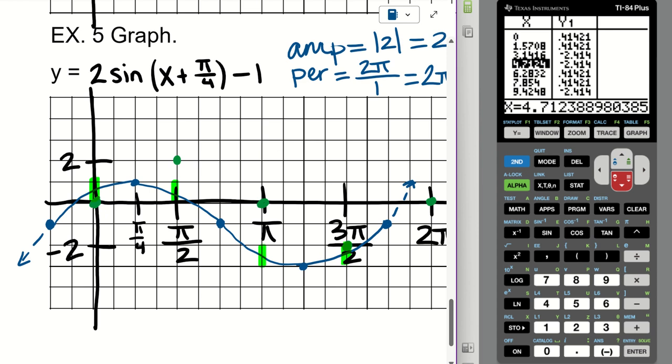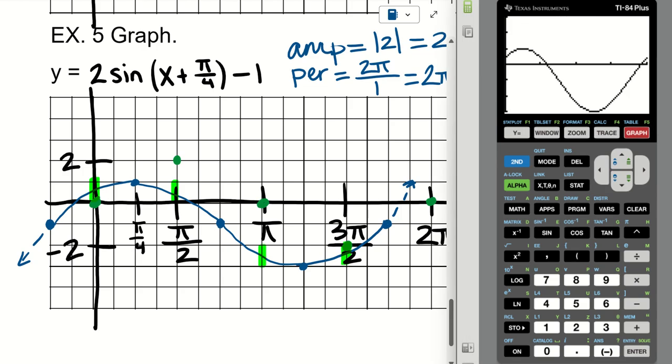So we could use those points and still end up with the same curve. I'm trying to help you use the basic shape of the sine graph and the things that we know about shifting the function and period and amplitude. That's how I went from my green dots to my blue dots, but it ends up with the same curve that we have. So if I hit graph, we should see that what's on the graph should kind of match up with our blue graph there.